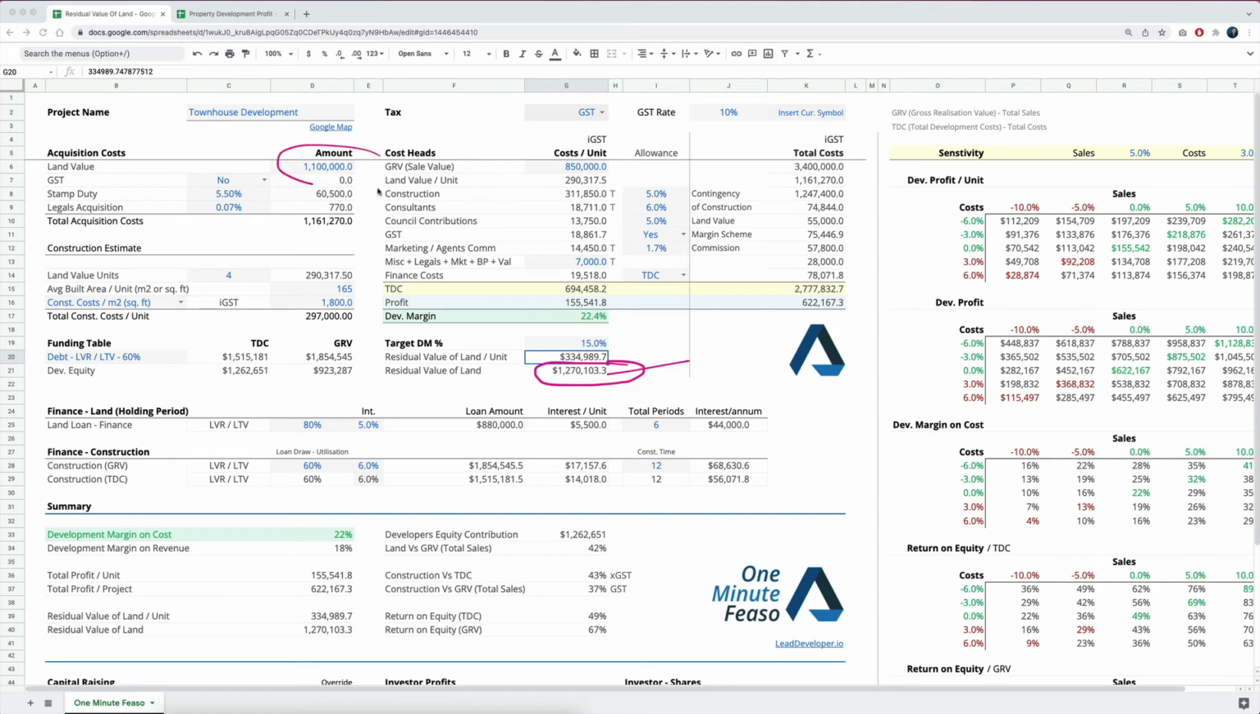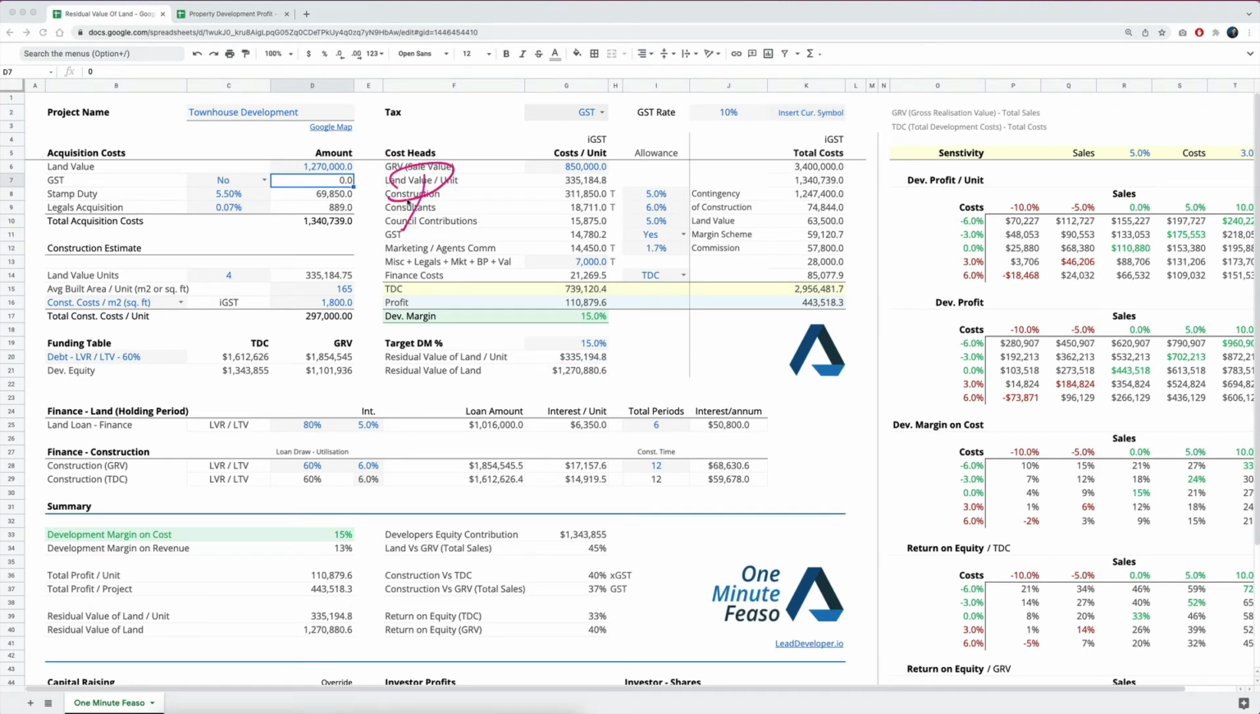So that means that I can pay another 170,000 and still make the 15%. So let's change that to 1,270,000 and see what our development margin is going to be. So it comes to about exactly 15%. So if I pay this price, I will still be making 15%, considering all my cost assumptions are correct. So there's a big difference. They are not the same.